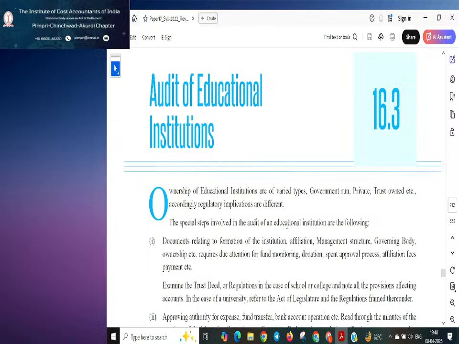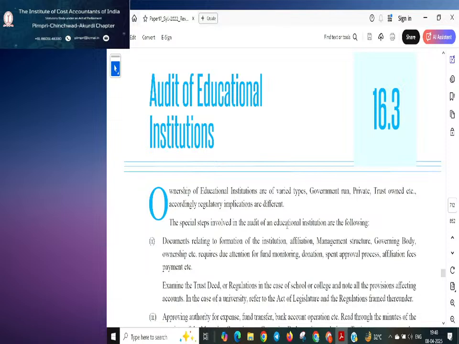Examine the trust deed or the regulations, whichever is applicable to that particular educational institution. In the case of a university, refer to the act of legislature and regulations framed thereunder. If it is under UGC, it will be a different case. If it is a private university, they will have their own rules and regulations, even right from the appointment of teachers when it comes to schools, and appointment of professors and assistant professors. There are a lot of rules and regulations that need to be followed.